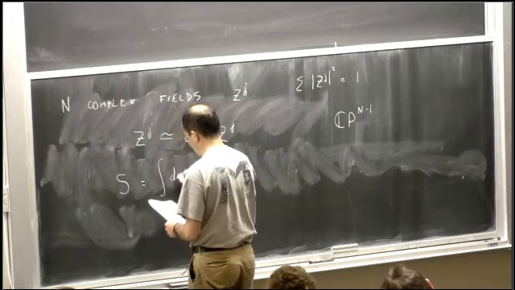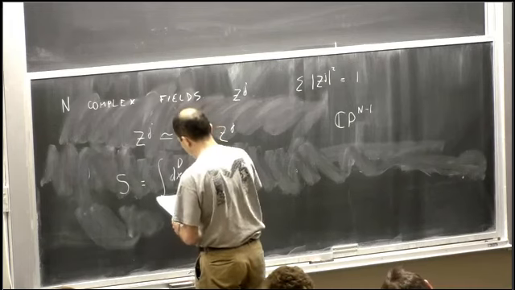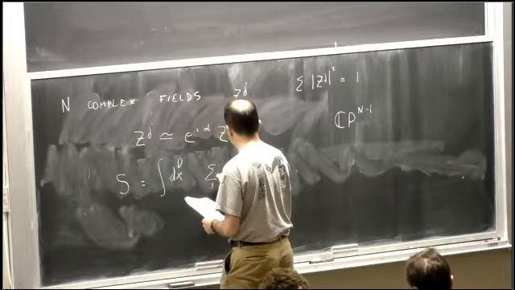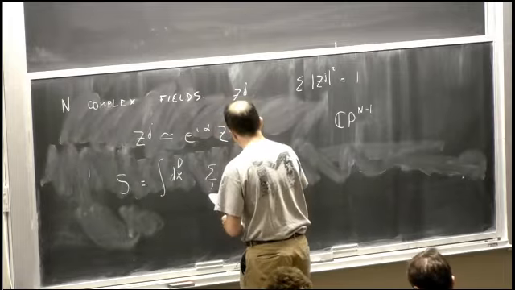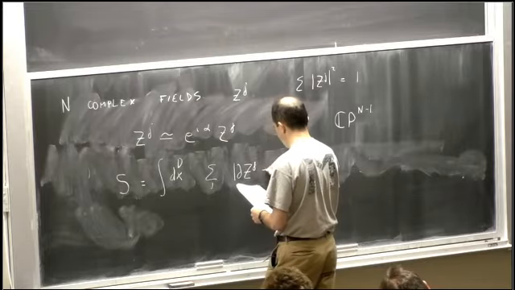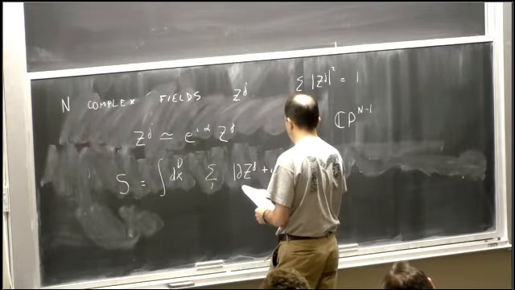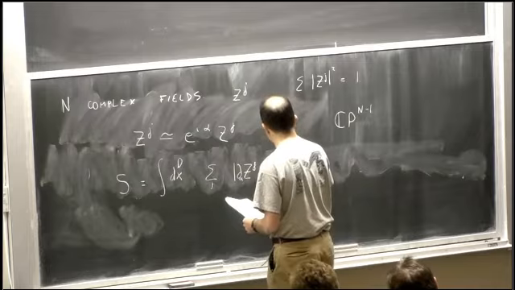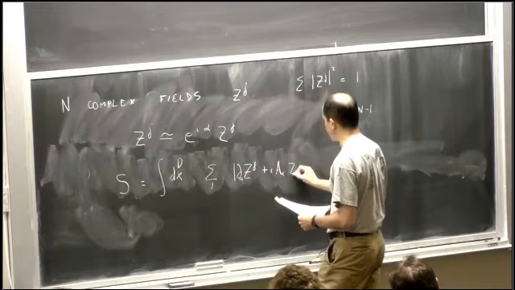But one other way of doing the same thing is to subtract this phase by introducing an auxiliary gauge field. So we have the alpha, A alpha C_j.